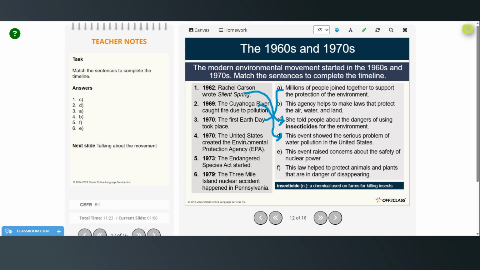Also in 1970, the United States created the Environmental Protection Agency, or the EPA, and this agency helps to make laws that protect the air, water, and land. In 1973, the Endangered Species Act started, and this law helped to protect animals and plants that are in danger of disappearing. And in 1979, the Three Mile Island nuclear accident happened in Pennsylvania, and this event raised concerns about the safety of nuclear power.